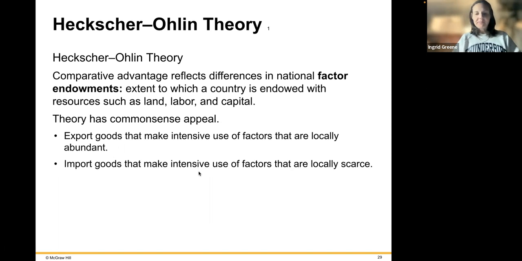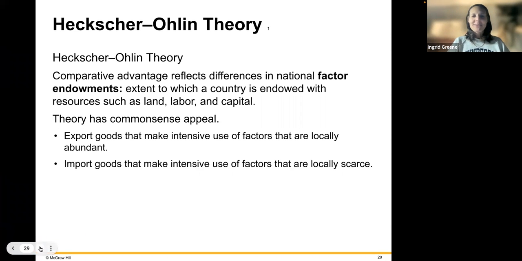It makes few simplifying assumptions compared to Ricardo's theory. As I said, Ricardo's theory had all these different assumptions that were somewhat hard to get over. And so that's why this Heckscher-Ohlin theory is very well liked.